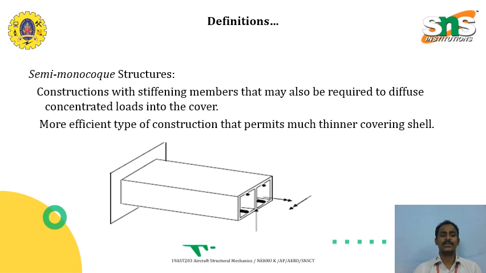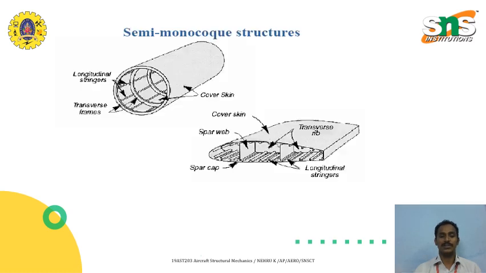The construction with stiffening members, where the stiffness will be there in the semi-monocoque structure, is also required to diffuse concentrated load into the cover of the fuselage or the wings structure. It is a more efficient structure which permits thin covering shells of the fuselage. This is one example where the longerons or stringers will be attached to resist the bending, compression as well as the torsion.